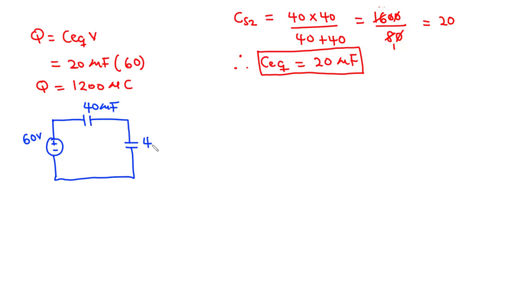So this is that 40 microfarads. In this case, these two are connected in series. That was the calculation we did here. So if you want to find the voltage across each of them, let's call this V1, and then let's call this V40 microfarads.